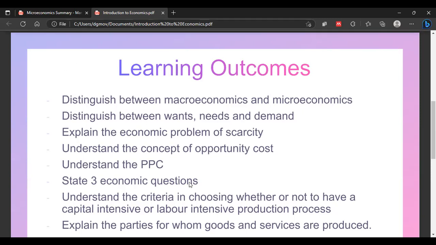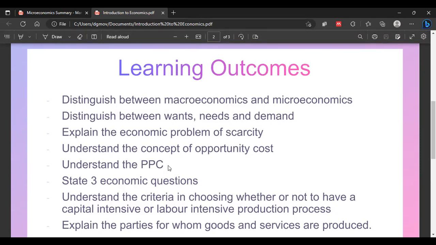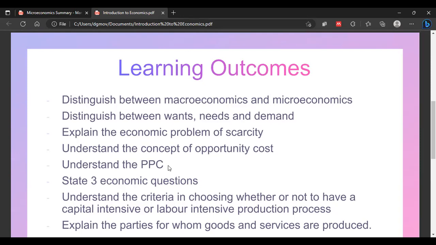Right, and I know Michelle went through the PPC so fast that people were left shocked. So after this session, I'm hoping that we are able to understand what the PPC is and be in a position to state the three fundamental economic questions. We should also be able to understand the criteria in choosing whether or not to have a capital intensive or a labor intensive production process. And also to sum it up, we should be able to easily identify for whom goods and services are produced. Right? In an economy, there is production of goods and services. We need to then be able to understand who gets those goods and services that are produced.